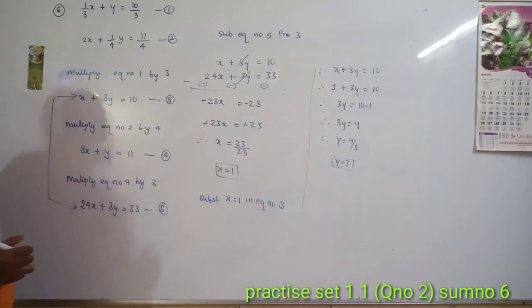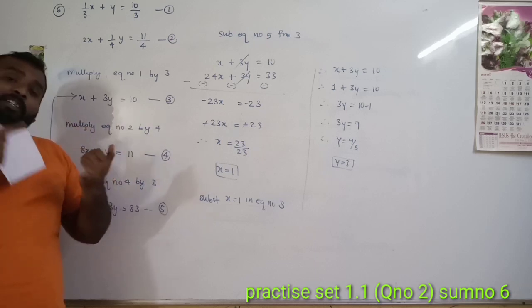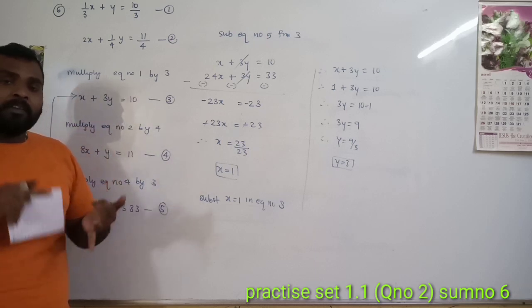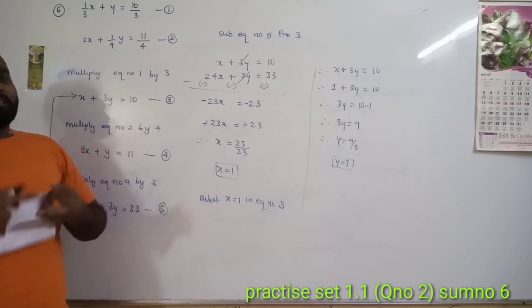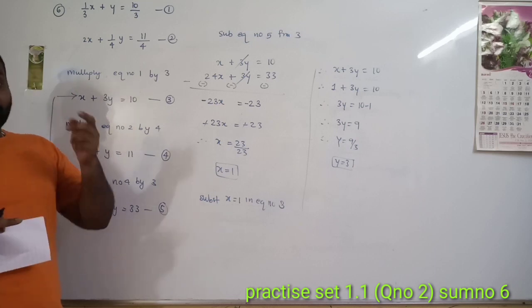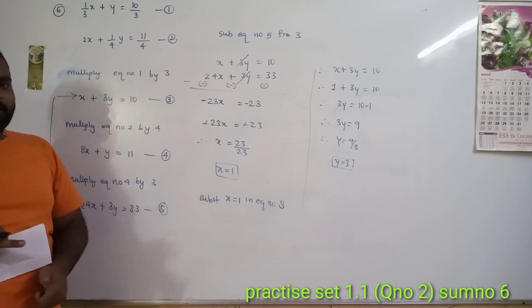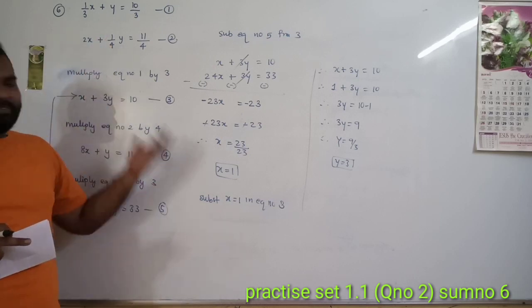So I hope you understood. I have solved one which already had the same coefficient. Second, the coefficient was not the same, but we made it the same. Third, I solved using the substitution method. Fourth, the add-subtract method. And this is the fifth sum, which is a bit difficult. I have solved it for you.